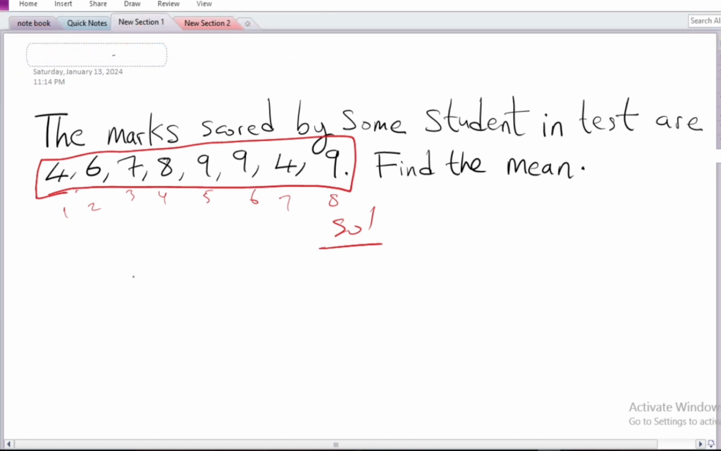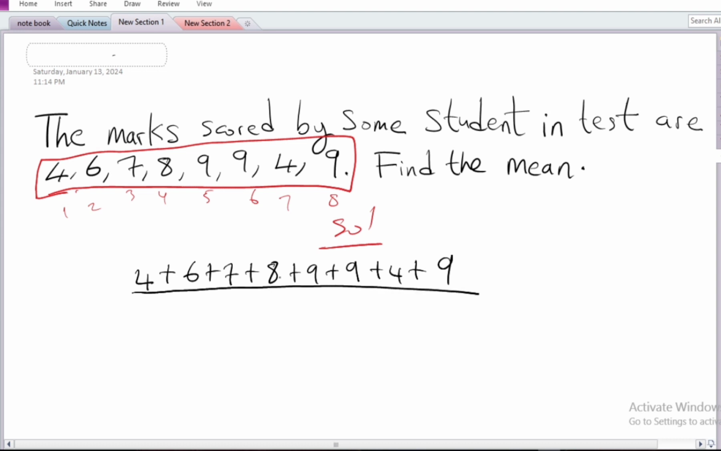Now as I said earlier, we're adding all of these: 4 plus 6 plus 7 plus 8 plus 9 plus 9, then plus 4 plus 9. Now divided by what? 8. The number of digits we have in our question is 8, so divided by 8. Now if we add all of this, it should give us 56.